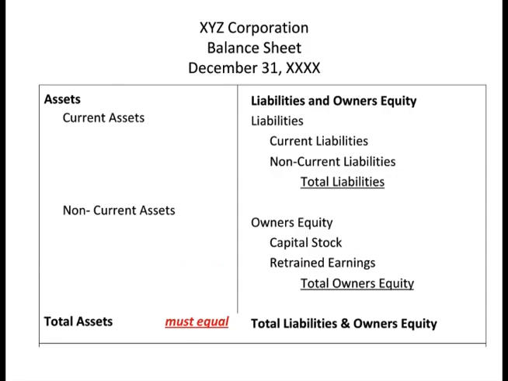The total assets on the company balance sheet must equal the total liabilities and owner's equity. This is because the assets the company controls can only come from one of two sources. Either the company borrowed to buy the assets or the company bought the assets with its own equity.